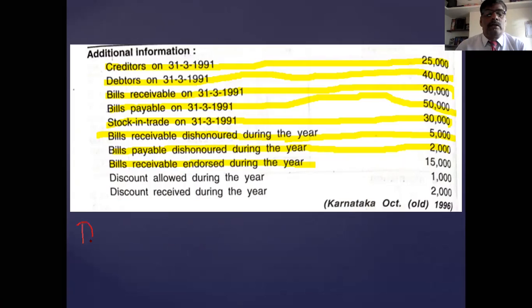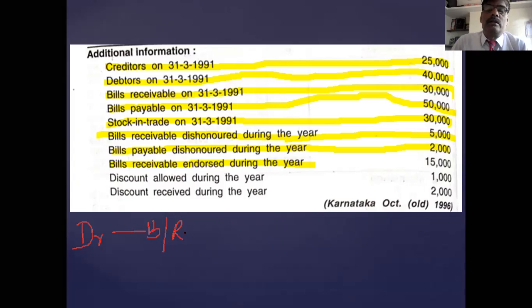Okay, you see here. First, debtor gives the bills receivable. Whenever a bill is received, it is recorded in the debtor's account, credit side by bills receivable. And the same bill is endorsed, means putting a signature on the back of the instrument and giving the same to your supplier. Supplier means creditor.